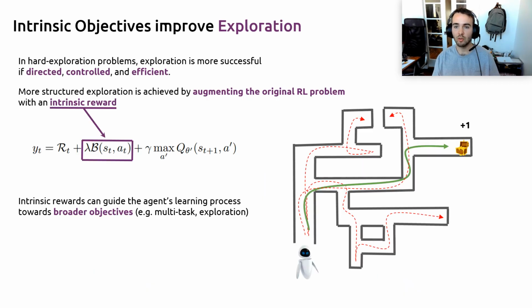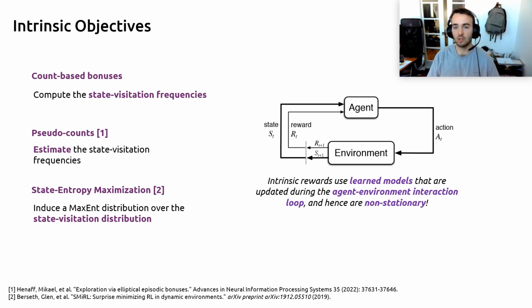In this work, we focus on the fundamental problem of exploration in reinforcement learning, and particularly in the framework of intrinsic objectives for exploration. This framework introduces auxiliary rewards which help guide the agent's learning process towards broader objectives. The ultimate goal of a generally useful intrinsic reward is to improve learning across many environments and discover emergent behaviors. In this work, we study several intrinsic rewards of different nature, concretely count-based bonuses, pseudo-counts, and state entropy maximization.